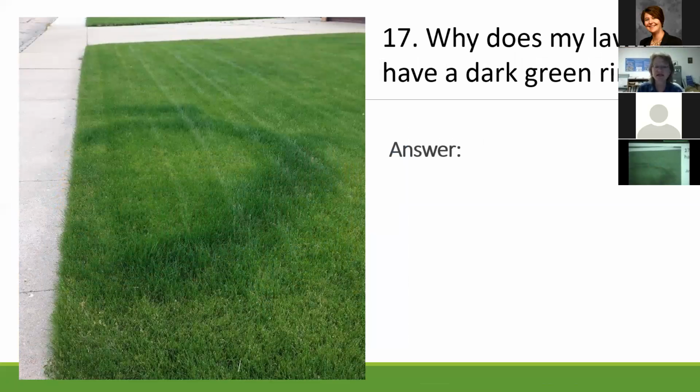Okay, why does my lawn have a dark green ring? This is a fairly common one. It's not real common, but it's a pretty easy answer.